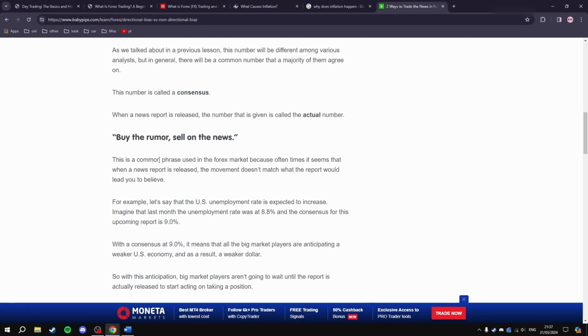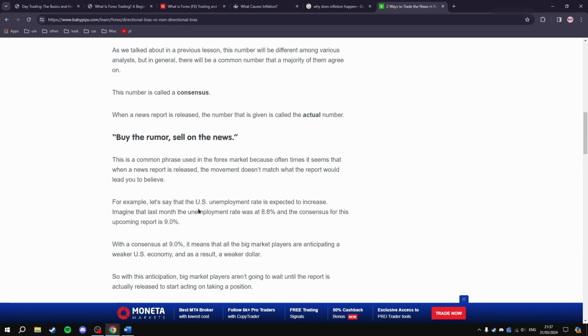Buy the rumor, sell on the news. This is a common phrase used in the Forex market because oftentimes it seems that when a news report is released, the movement doesn't match what the report would lead you to believe.